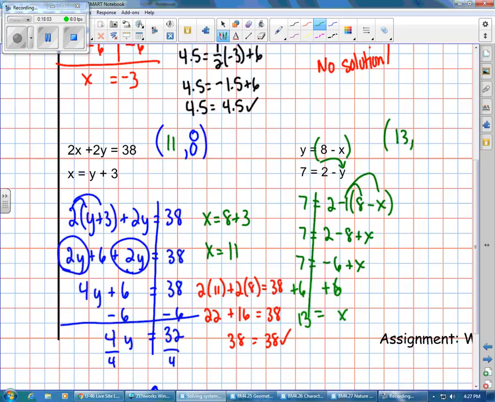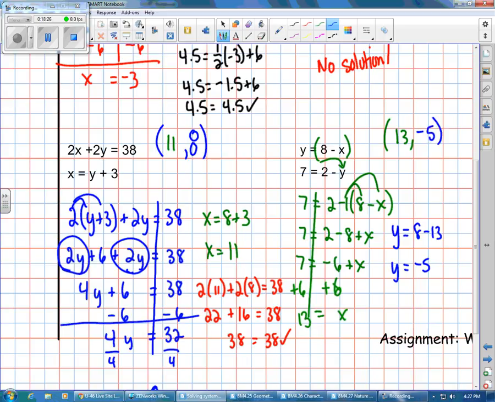So x equals 13. I'm going to take that and plug it into this top equation, because the top equation also already has your y isolated. So y equals 8 minus 13. If you don't do integers well, grab your calculator. 8 minus 13, y equals negative 5. So your y is going to be negative 5 here.